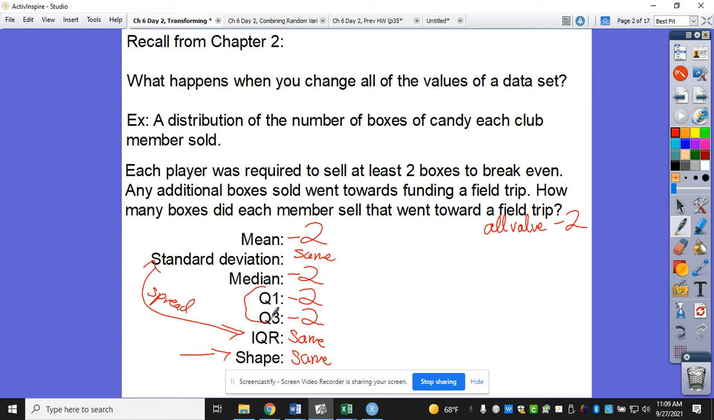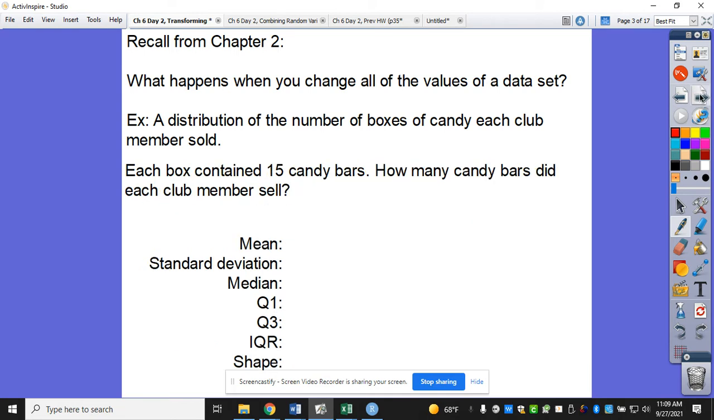These are individual values, so it's just asking about individual values there. All right, so in this scenario, same thing, except this time it says each box contained 15 candy bars. So now we want to do it in terms of how many candy bars did each club member sell. So we're going to take our original values and now do what with them? So our original values were number of boxes sold. So now what am I going to do with the number of boxes sold to get this answer? Subtract 30. Multiply by 15. Alright, what's going to happen to my mean?